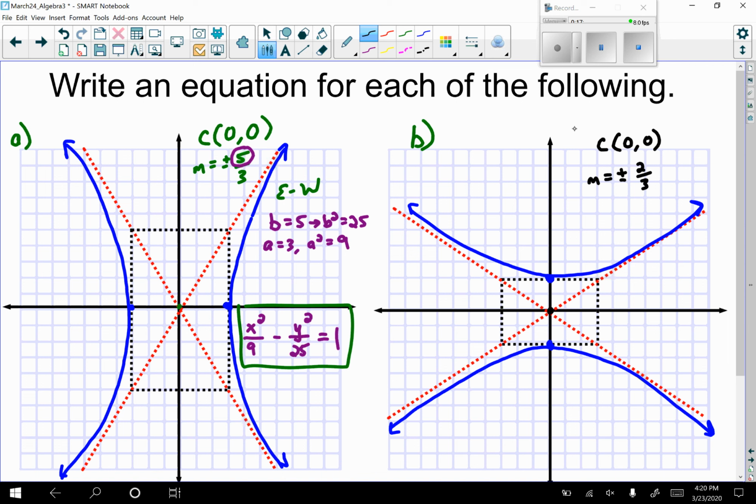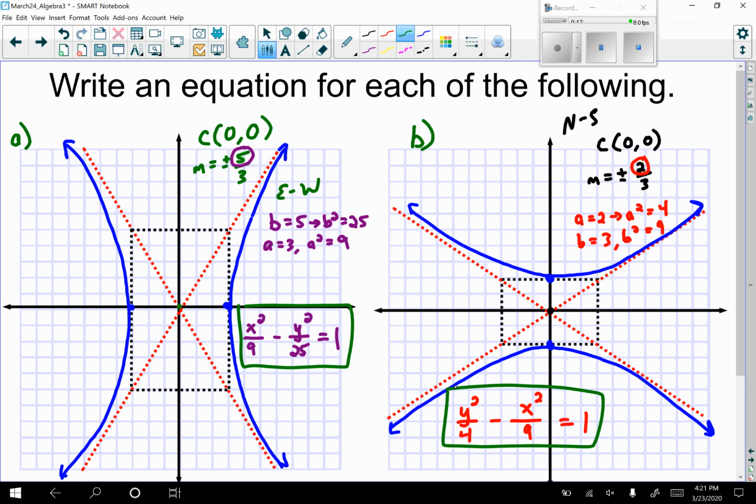All right, this is north-south. So if we go to write out our equation, we're going to have two fractions being subtracted equals 1. North-south means y squared is going to go first, then x squared. So this 2 is now going to go under the y. So this means a is 2, so a squared is 4. So we'll have a 4 in our first denominator. And then b is going to be the 3, so b squared is going to be 9, and that's going to go for our second denominator. So here is our equation of our second graph.